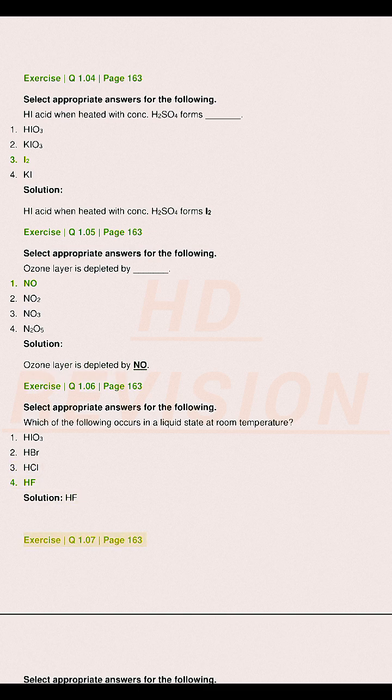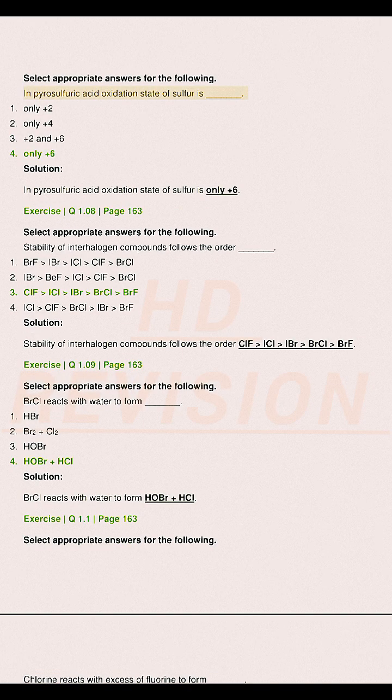Exercise Q1.07, page 163. Select appropriate answers for the following. In pyrosulfuric acid, oxidation state of sulfur is underscore. 1. Only +2. 2. Only +4. 3. +2 and +6. 4. Only +6. Solution. In pyrosulfuric acid, oxidation state of sulfur is only +6.